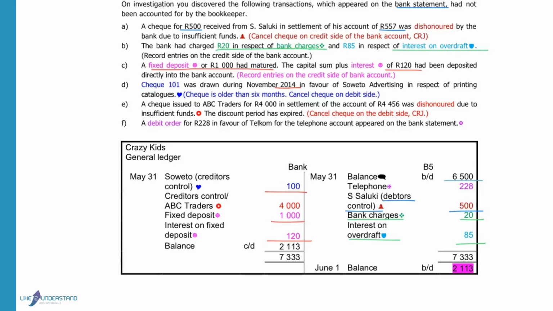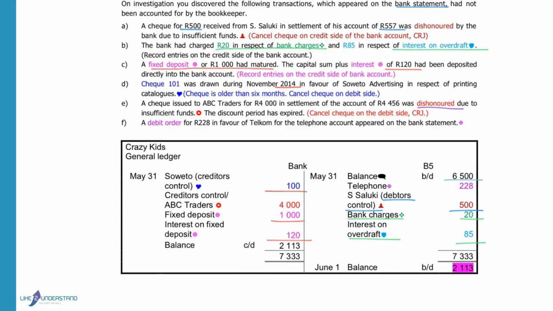A check to ABC Traders for 4,000 in settlement of an account of 4,456 was dishonored due to insufficient funds. The discount period expired, so we will not get the discount in the future. I will cancel the check in the bank on the debit side, because when we originally issued the check, we wrote it on the credit side, so now I cancel it on the debit side.